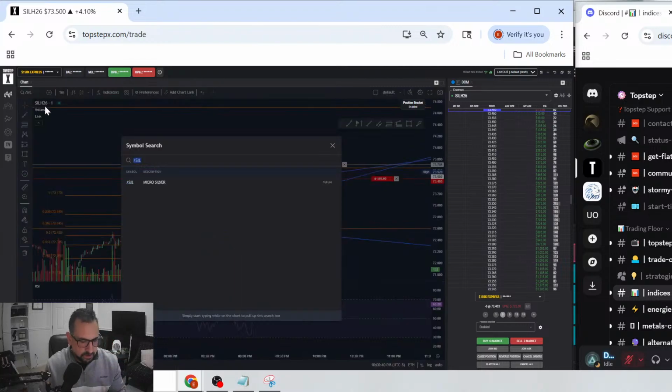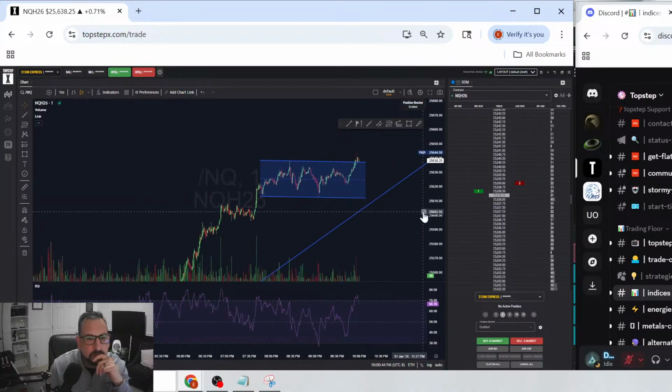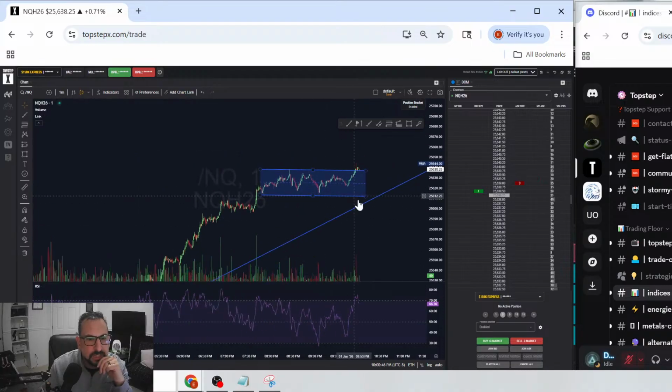What's NQ doing? You guys remember we had the NQ short? Ooh, NQ's still ripping. So good thing we got out of the NQ short. We should have just taken the $600.